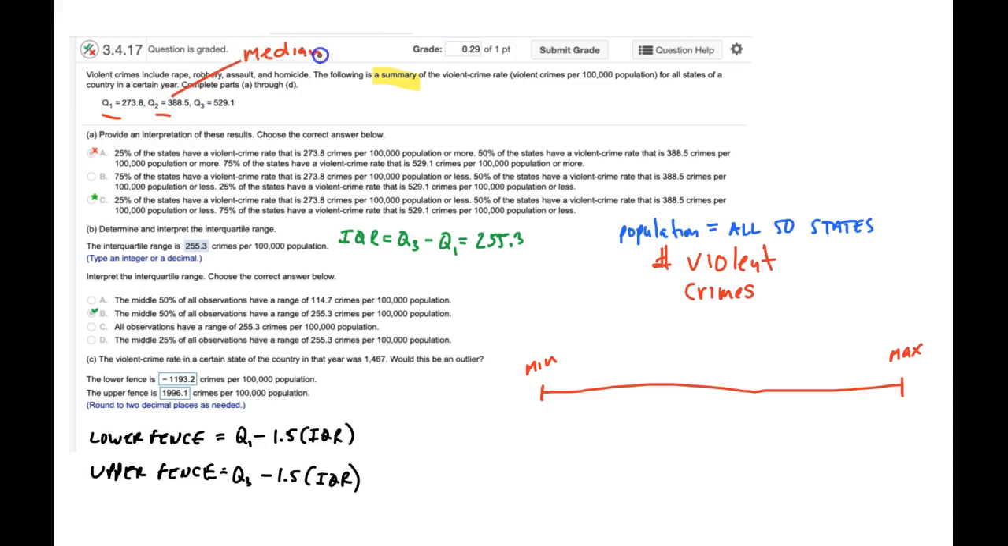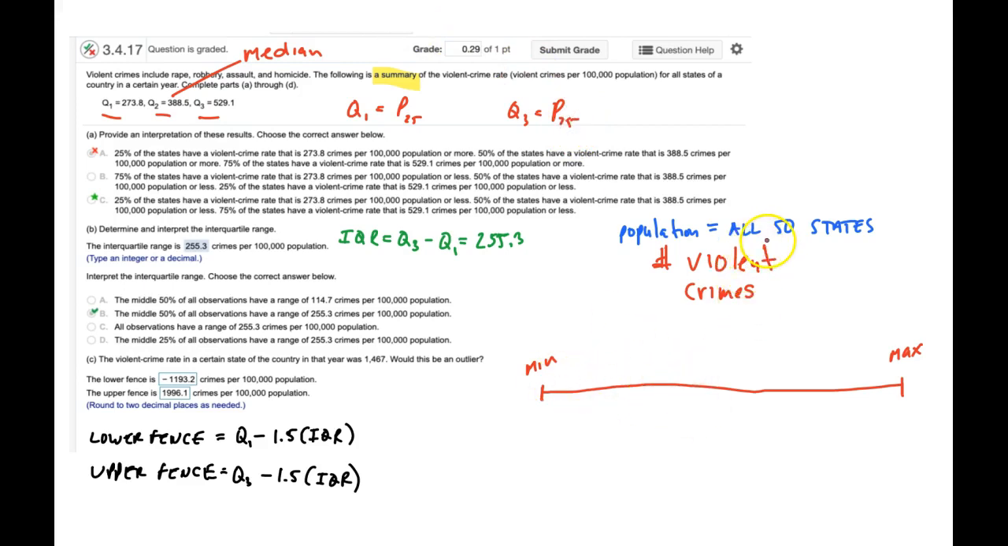Q2 is the median. That means it's the value right in the middle: half of the states have a number of violent crimes above that number, and half are below. Q3 is the 75th percentile. Q1 is the same thing as P25, meaning that 25% of the data is below this value, and Q3 is equal to P75. So, keeping that in mind, we have the data.